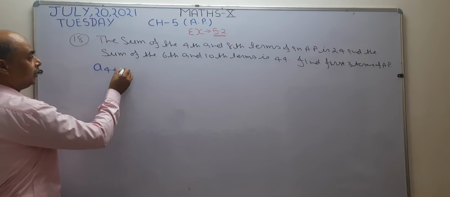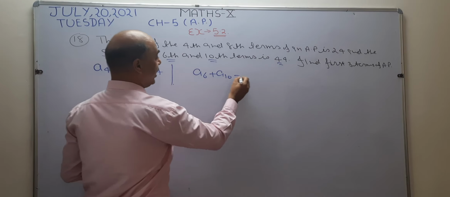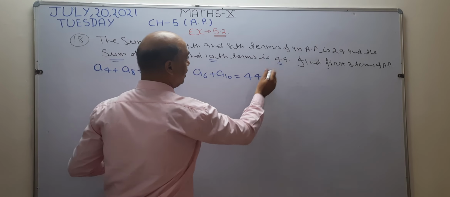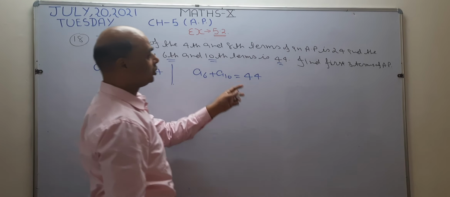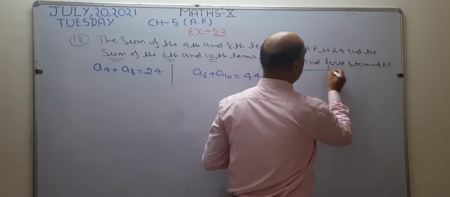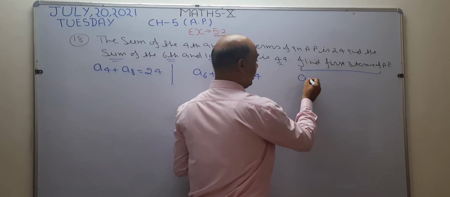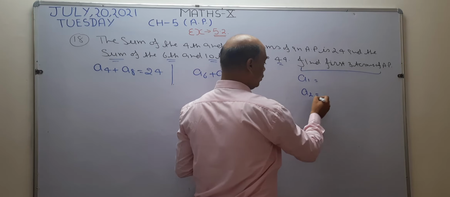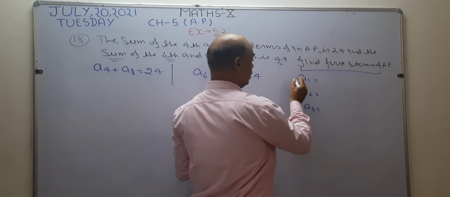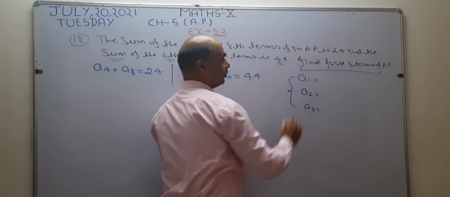So I am going to write here a6 plus a10. Sum of the 6th and 10th term. This is the 6th term, this is the 10th term. Sum means I want to add these two, and the value of both the terms is given as 44. In this question, we have to find the first three terms of an AP, meaning a1, a2 and a3. We have to find the first three terms of the AP.